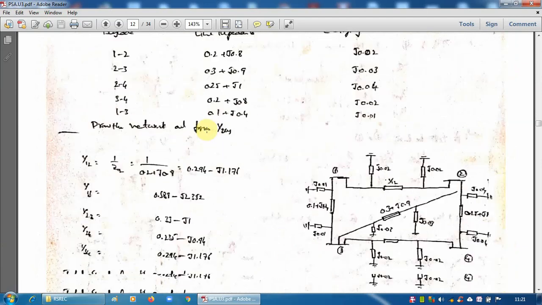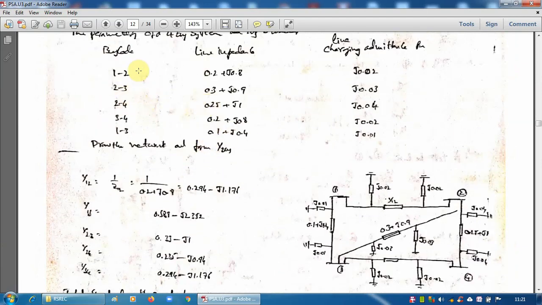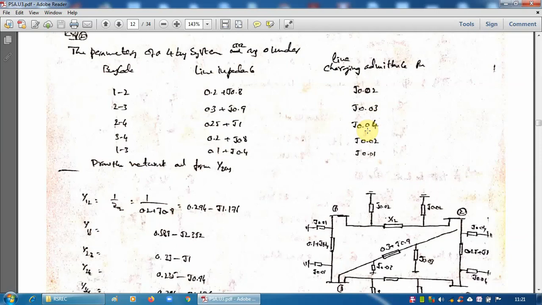Here a system is given with 4 buses and 1, 2, 3, 4, 5 lines. 4 buses and 5 lines are given. For all the lines, series impedance is given and also shunt admittance is also given.